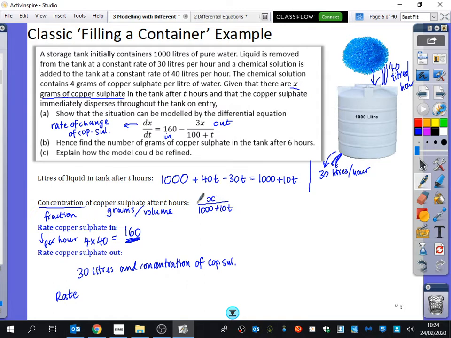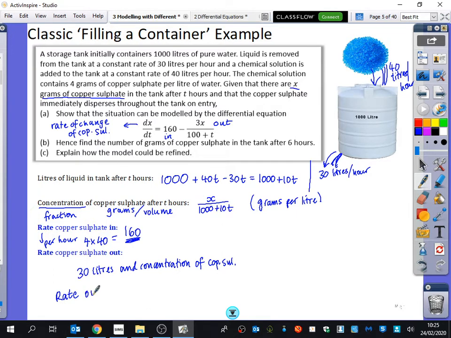No, this is technically the amount that's in 1 litre, because it's just a fraction. It's how many grams there are and how many litres there are. So really the units of this is grams per litre. If it's grams per litre and we've got 30 litres, you just multiply it and you get how many grams there are. And that's how many grams will be leaking per hour, because this is after T hours.